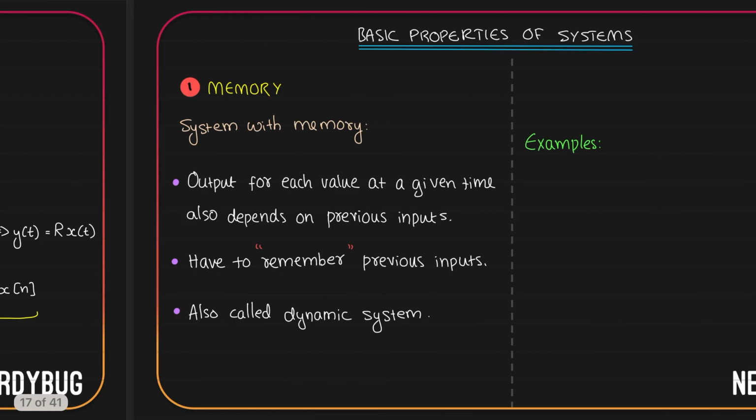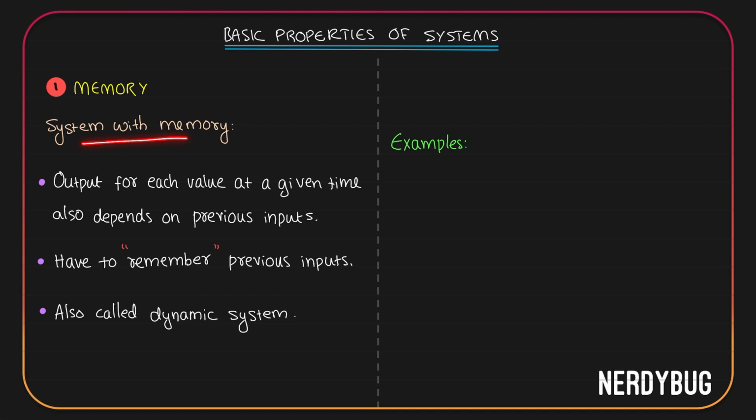Let us now take the case of systems with memory. Here, output for each value at a given time will also depend on previous input. That is, the system will have to remember previous inputs. These are also called dynamic systems. Let's understand better with an example. The first one is y of n is equal to x of n minus 1. So here, if you want to find out y of 2, you will have to know x of 2 minus 1, x of 1. So when I say you, I'm actually talking about the system.